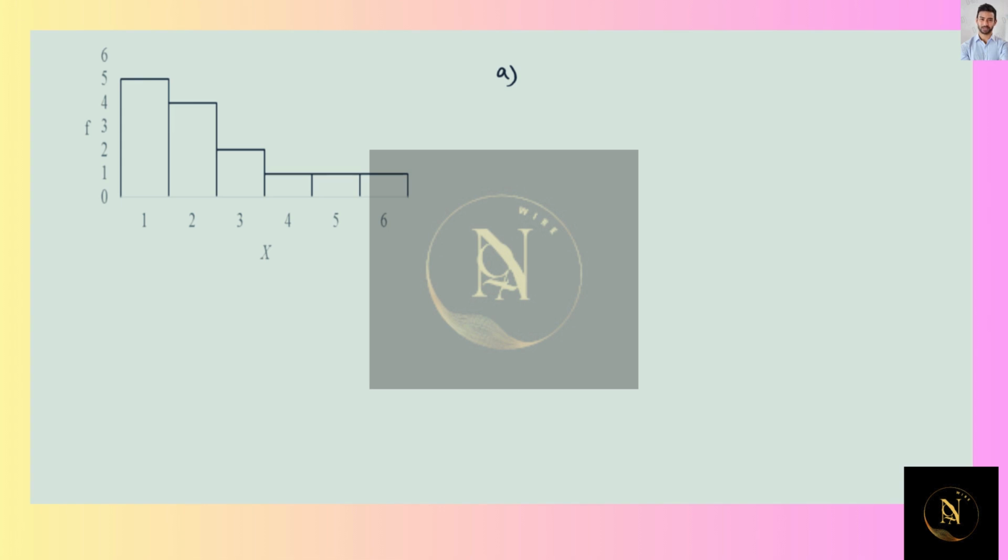As we can see here, this is a right skewed distribution because the right tail is heavy or elongated. And when we have a skewed distribution, the mean is quite affected by any extreme values. So for this distribution, the mean is most affected by 6 and 5 and 4 compared to the median and mode.